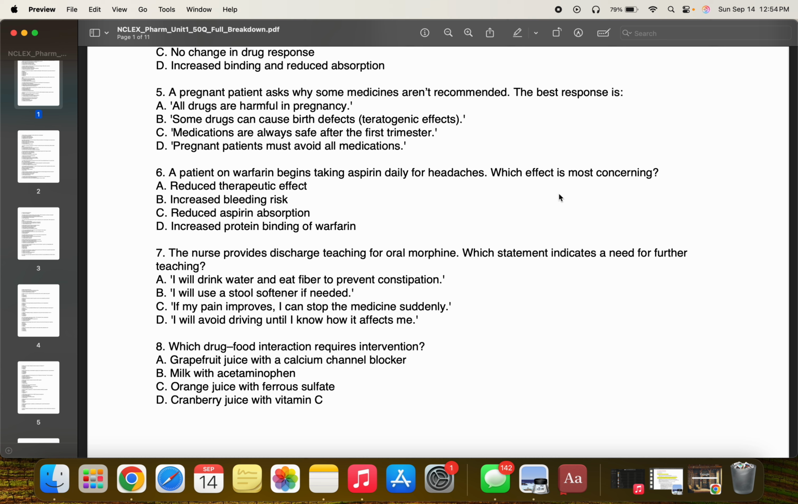6. A patient on warfarin begins taking daily aspirin for daily headaches. I read that wrong. Which effect is most concerning? A, reduced therapeutic effect. B, increased bleeding. C, reduced aspirin absorption. Or D, increased protein binding of warfarin. You're mixing 2 blood thinners together. B, increased bleeding risk.